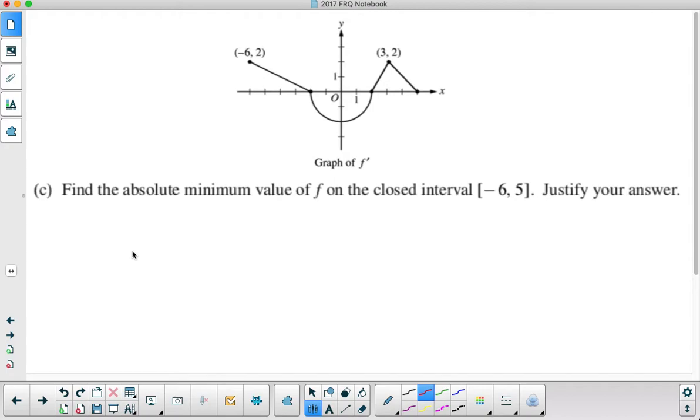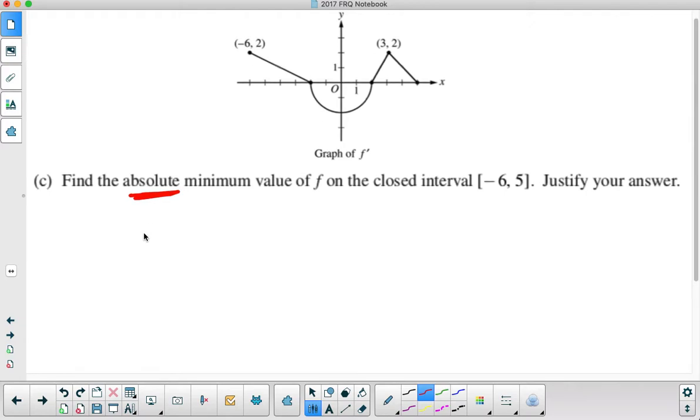Find the absolute minimum. Again, keyword: absolute minimum. Remember, when you see the word absolute minimum, we have to look at your endpoints, not just your zeros. So absolute minimums of f. The minimum values of f are where f prime is 0.